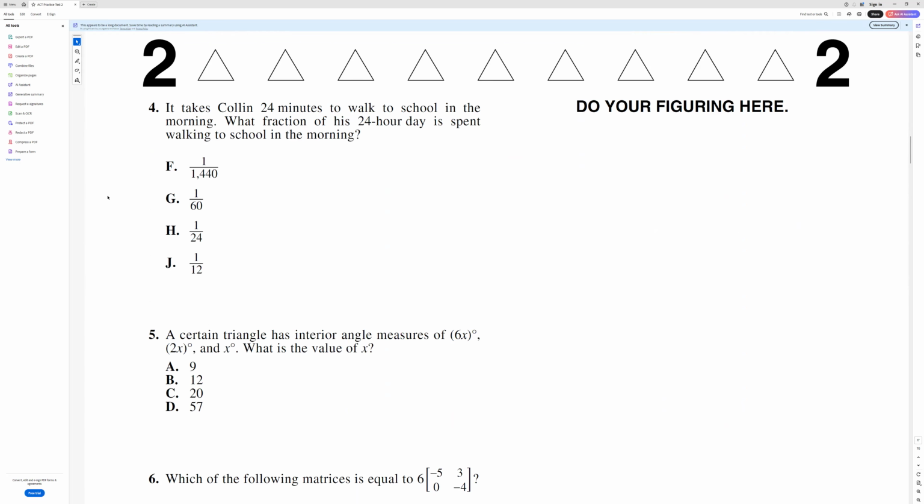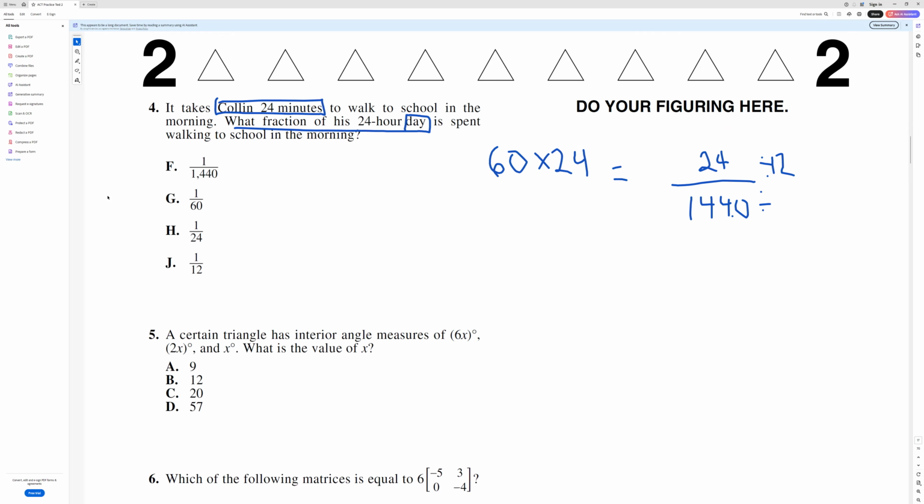So what fraction of his 24-hour day? 24 minutes in a day, which is 1440 minutes. What would be the fraction? I see 144, which is 12 squared, and I see 24. So let's divide by 12, and that's going to give me 2 over 120. Divide both by 2, and that's equal to 1 over 60. Okay, choice G.